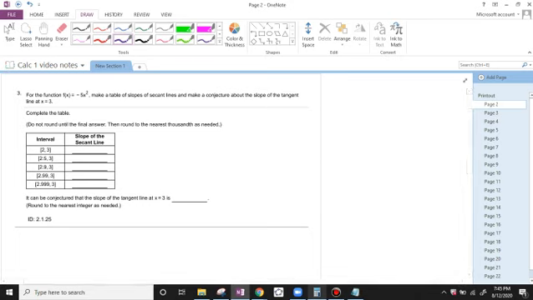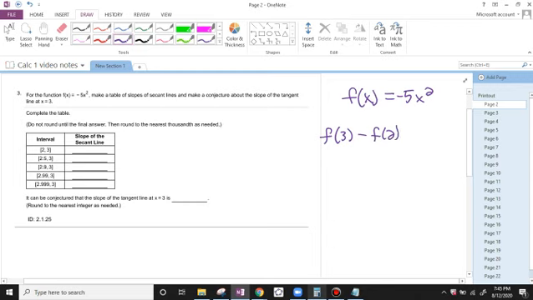There's the function f of x equal to negative 5x squared. Here, the slope of the secant lines. Here, you just need to do this plugging in. We'll do the first couple, and then I'll leave the rest to you, but we're doing f of 3 minus f of 2 all over 3 minus 2. That's the first set, so that would be f of 3 is negative 5 times 3 squared, negative 5 times 9, negative 45.